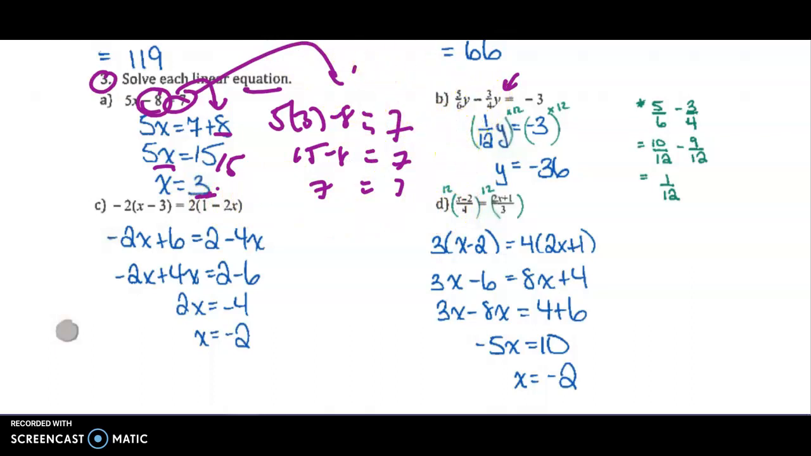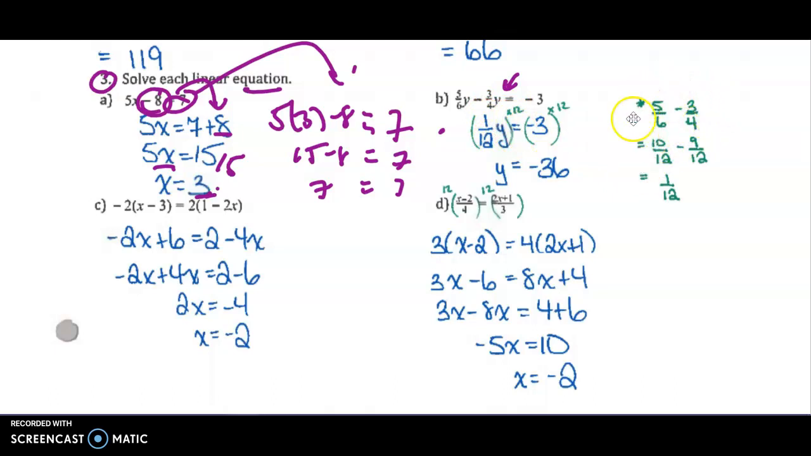You are going to simplify first. So you have 5/6 y minus 3/4 y. So you have a bunch of y's and you have a bunch more y's and you have to put them together. To do that, you need a common denominator.